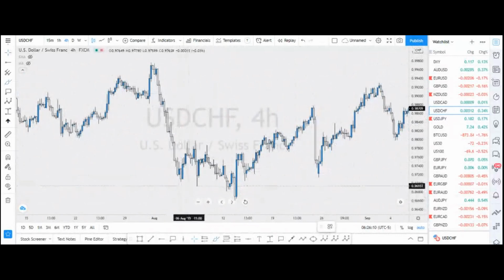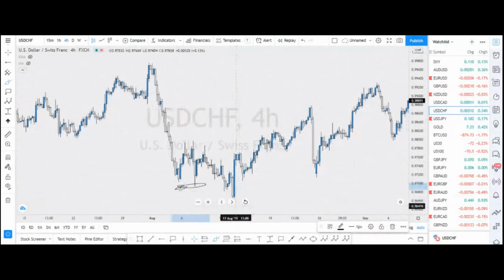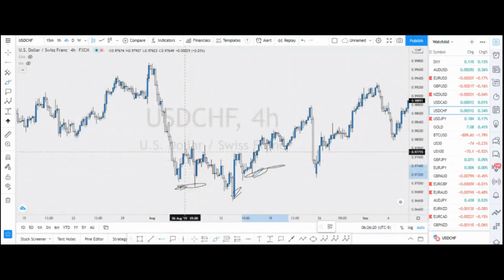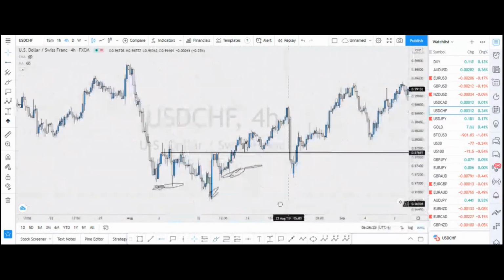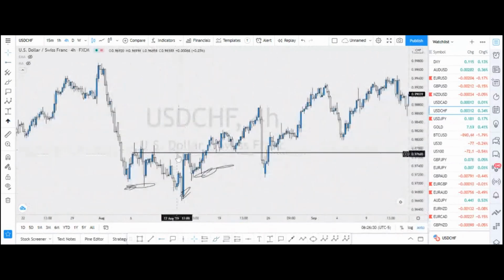So this is the what? The left shoulder, the head, and the what? The right shoulder right here. So what do we have? We have the break of the what? Resistance now turned into support. So I would have taken my trade here.